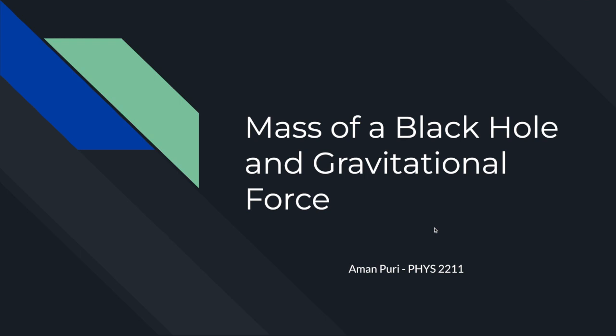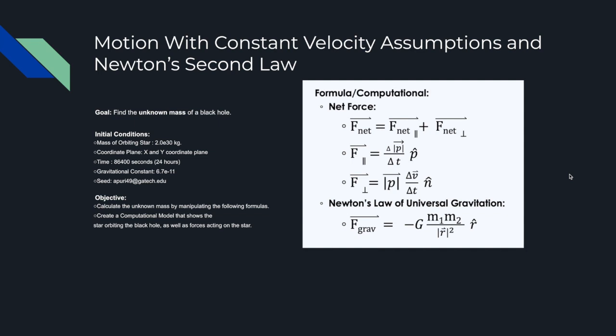My name is Aman Puri, and here we will be calculating the mass of a black hole due to the mass of a star and the gravitational force in between the two and on each other. To calculate the mass of the black hole, we need to have some understanding of the motion of orbit, of how the star will orbit, and we need to have information about the forces, the perpendicular and parallel forces that are present in the system and surroundings.